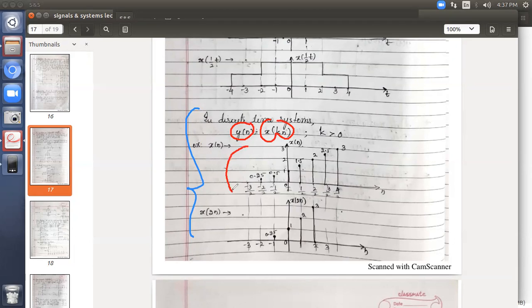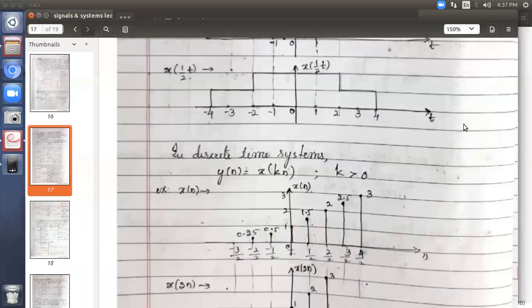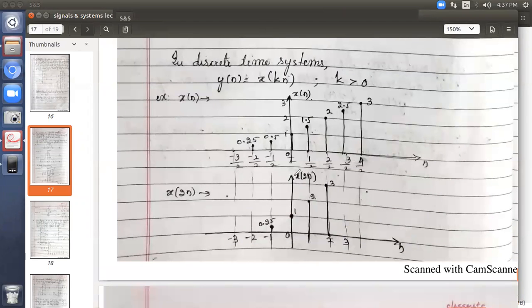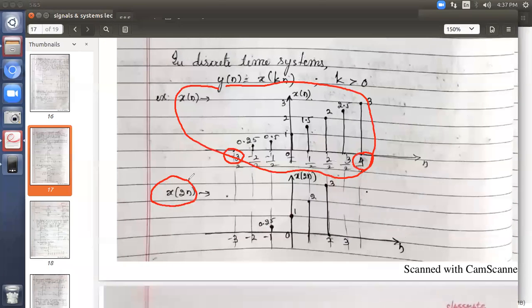This is x of n given to you. What is the range? Let me take a zoomed-in version of this. This is x of n given to you. The time range is -3 to 4. Now, what we need to find is x of 2 into n. So the first condition is satisfied. 2 into n means what? A is greater than 1. So here also it is shown.